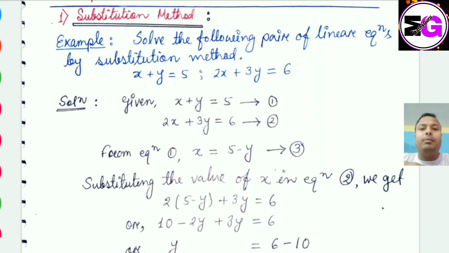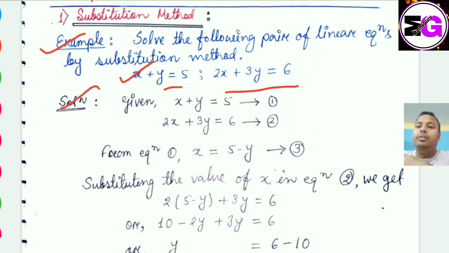Okay, so in this video I have discussed some problems. The first problem is: solve the following pair of linear equations by substitution method. The first one is x plus y equals 5 and twice x plus thrice y equals 6. These are the pair of linear equations.